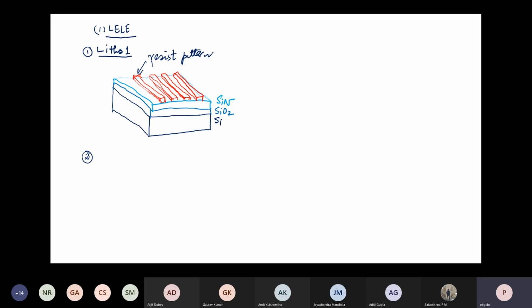Now what I am trying to do is use this resist pattern to write on SiN, that is silicon nitride. I do that by etching the silicon nitride. So this step is known as H1. Litho 1, H1, LE.